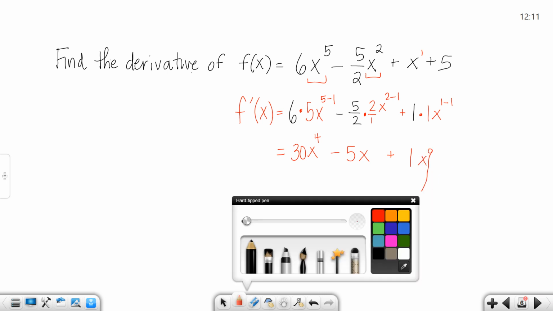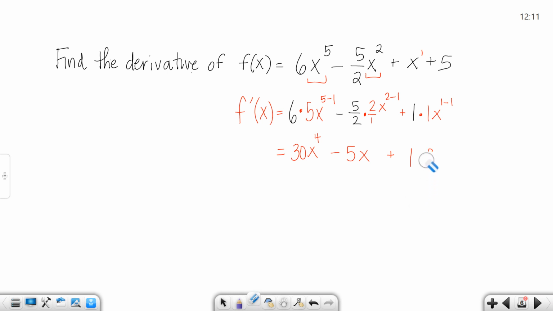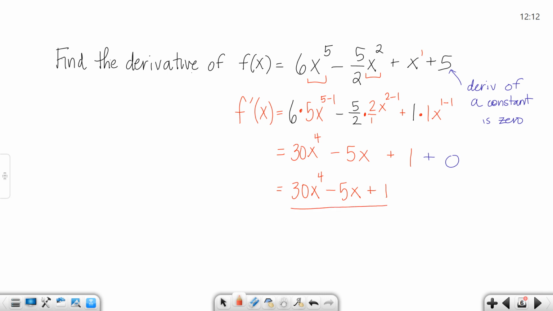And then you say, well, what happens to the 5? Remember with the 5, the derivative of a constant is 0. So you could put a plus 0 on the back to represent that's where the 5 went, but the derivative of a constant is 0, so it just doesn't have a place in the derivative. So your final answer for this particular problem would look like this.